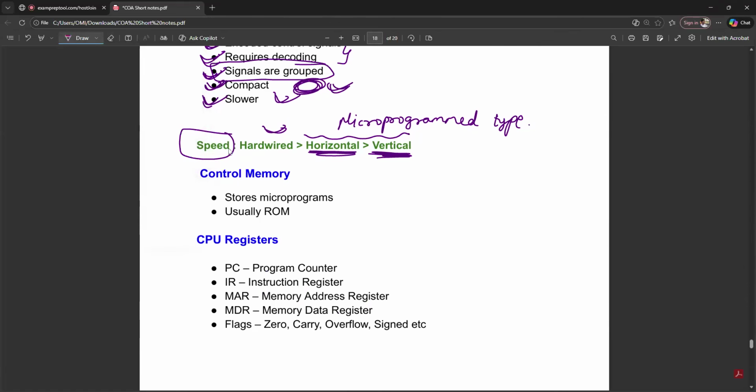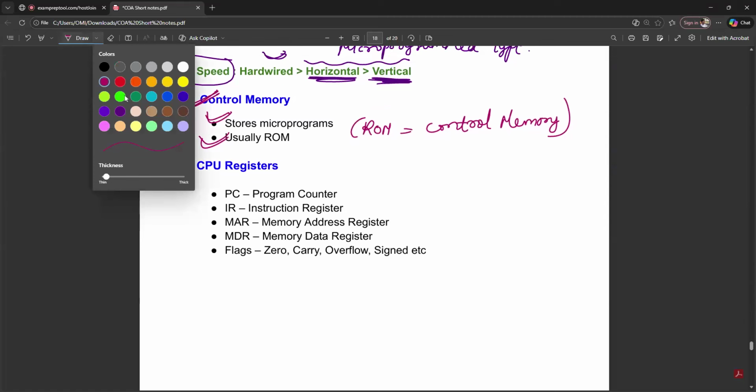Okay. So now next one is control memory. What is the control memory? It stores the microprogram and it is usually ROM, right? So ROM equals control memory. ROM and control memory both are the same. It usually is the ROM.